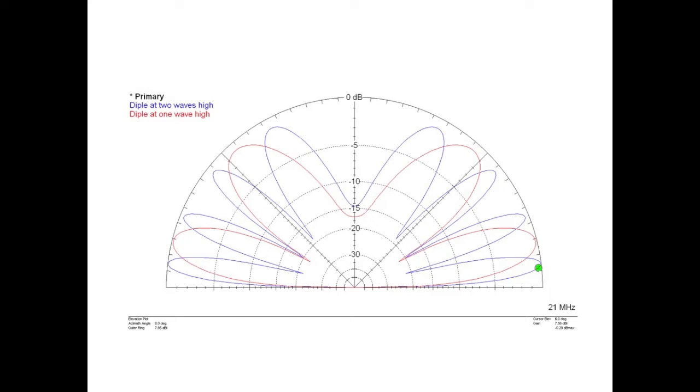Now, the nulls that you see are theoretical nulls. Thank goodness, in practical purposes, when you're in a neighborhood, you're over top of real ground, you have houses nearby, automobiles parked in the driveway, what have you, the nulls will not be quite as sharp and as deep as you see when you do an EZNEC plot.